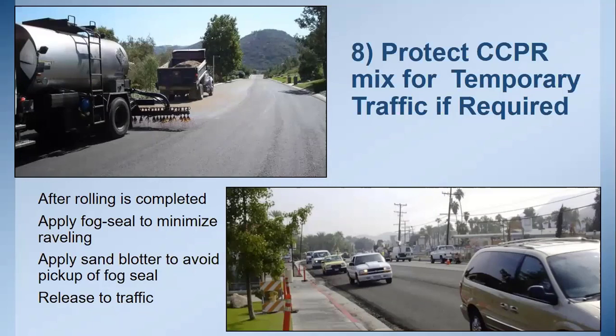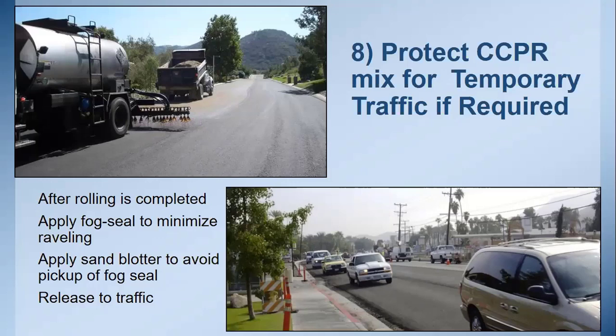Once it's done, we can open this up to traffic if necessary. So to protect it, if it's necessary, you might want to apply a fog seal to minimize raveling. We see this being required sometimes in an area that's shaded or with high moisture content or with a lot of tight, sharp curves that you might see in a mountainous area.